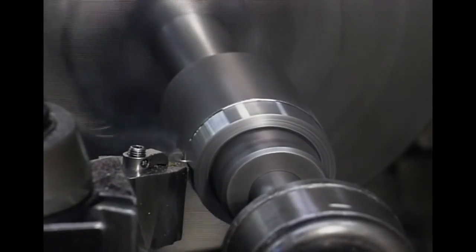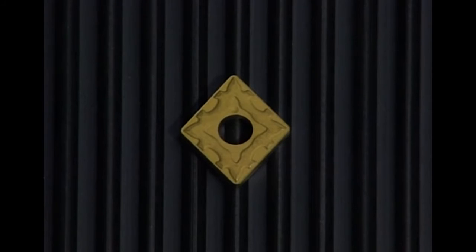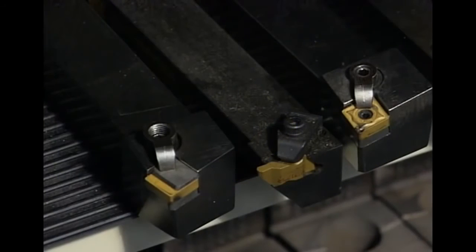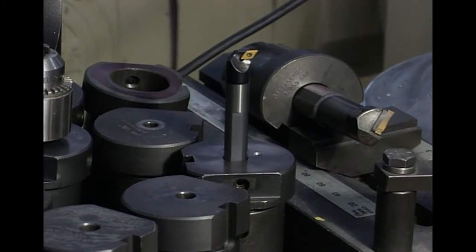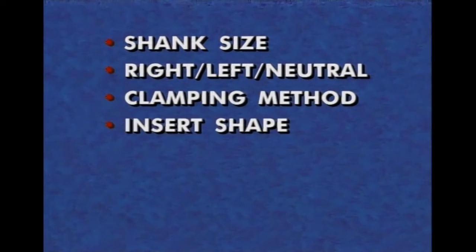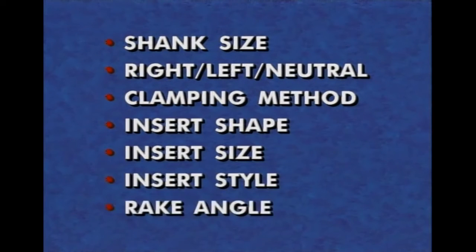In turning, making a chip is only half the battle. The other half is effectively breaking the chip with the right chip breakers and operating parameters. Tool holders and boring bars may be designated by their shank size, hand of the tool, method of clamping, insert shape, insert size, insert style, and rake angle.